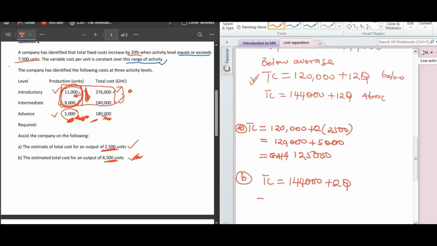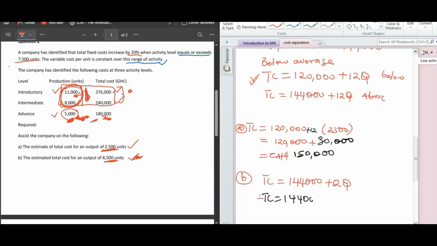This thing here is 12, not 2. Let me clean it and write it well. So here is plus 12. So let me clean this one too, and clean this one also. So 12 times 2,500 will give me 30,000. So the total cost will be 150,000.